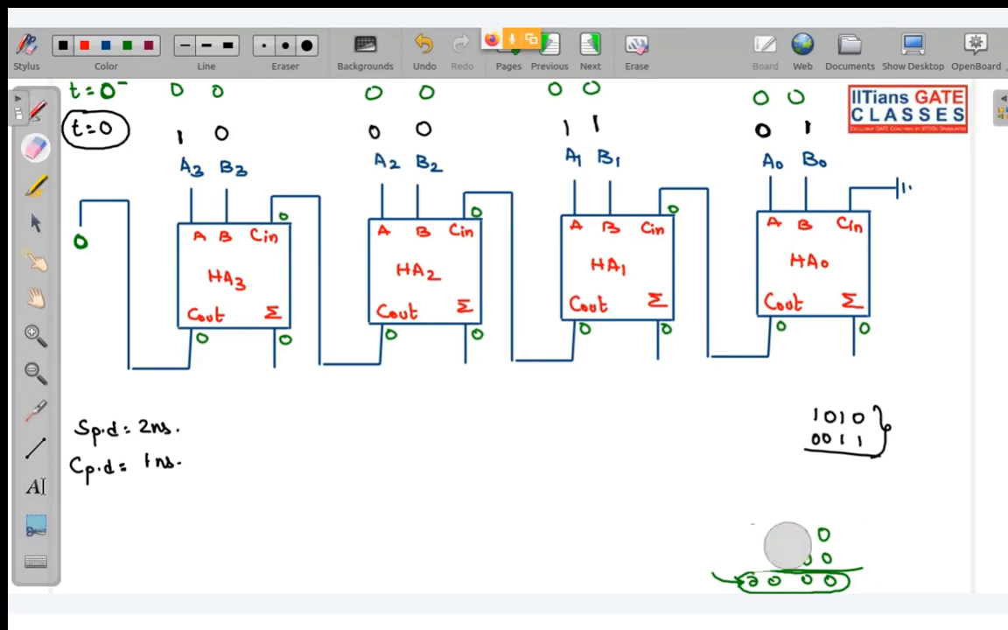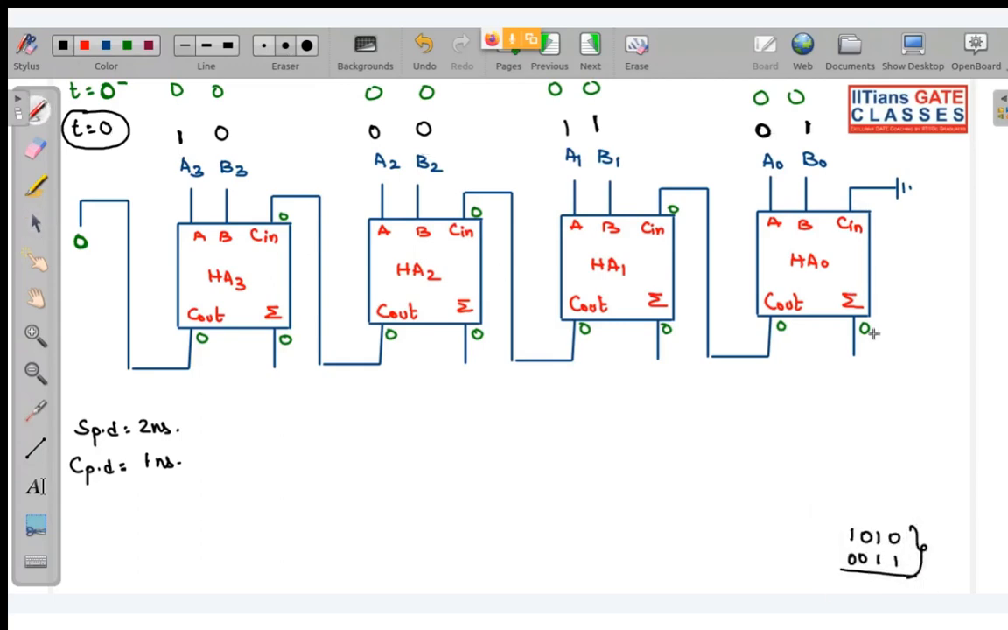So at t equal to 0, what happens? I give all the inputs, okay, all the inputs I apply. So now look, one of the bits of this half adder has made a transition from 0 to 1. So obviously any one of the carry or sum is going to change. Okay, we need to check. So initially when I had added 0, 0, output of this half adder was 0. Now I have changed my input to 0, 1 of this half adder. So what will happen?